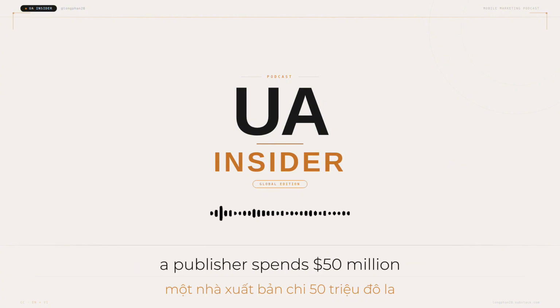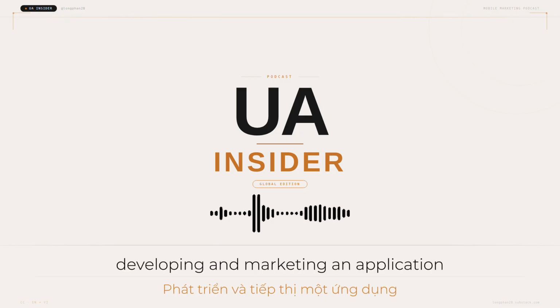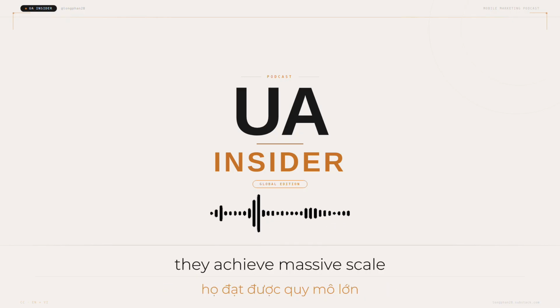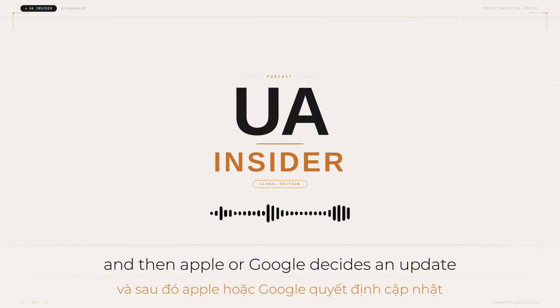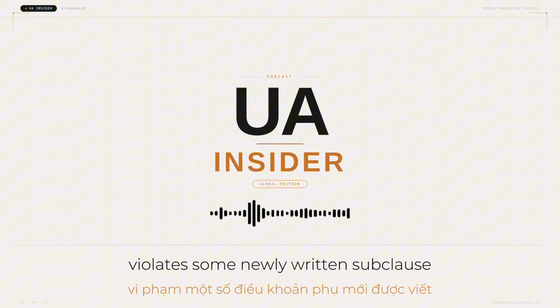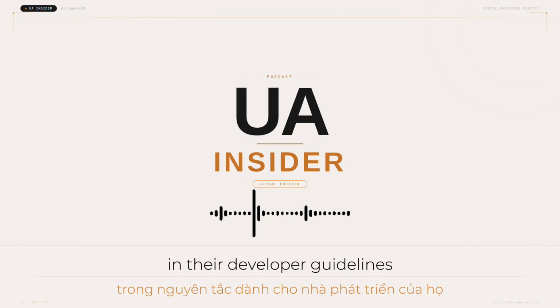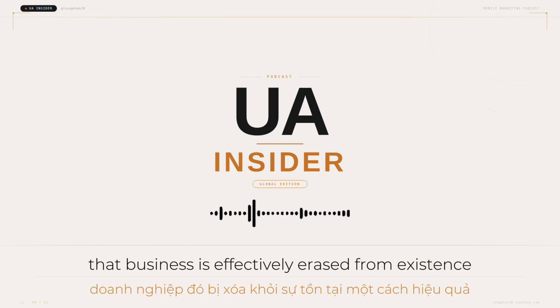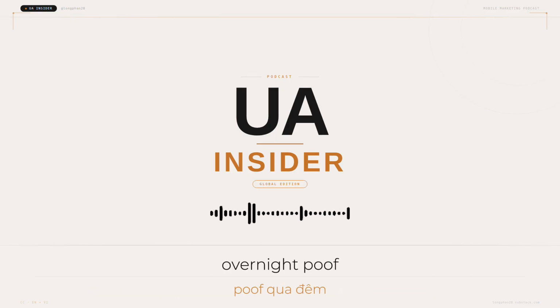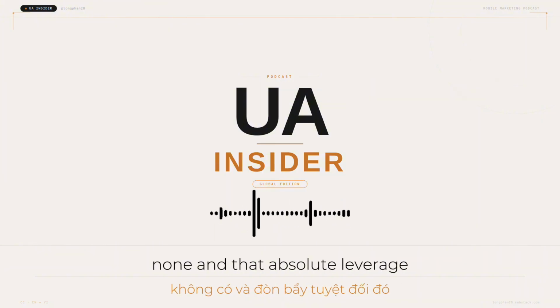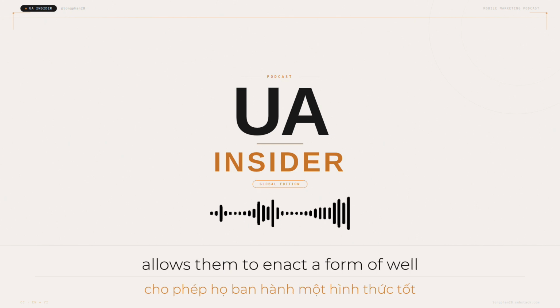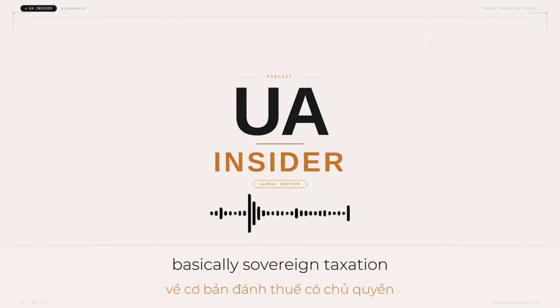Like, imagine a publisher spends $50 million developing and marketing an application. They achieve massive scale. And then Apple or Google decides an update violates some newly written subclause in their developer guidelines. That business is effectively erased from existence overnight. Poof. Gone. Overnight. Because there is no alternative distribution channel that matters at that scale. None. And that absolute leverage allows them to enact a form of, well, basically sovereign taxation.